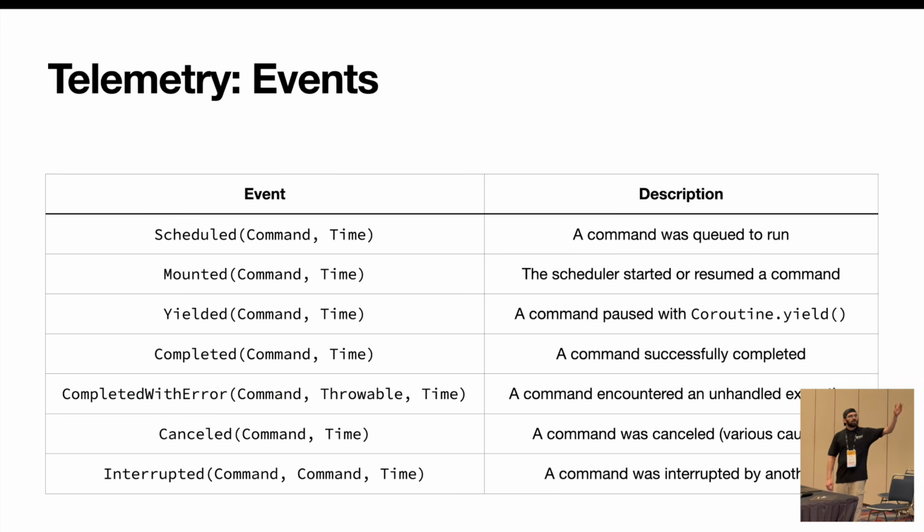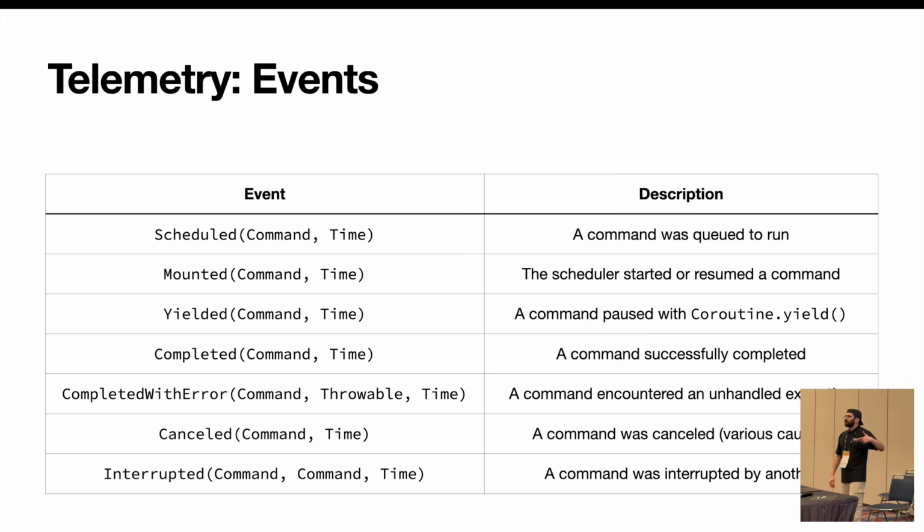This is a table of all of the current event types that we support right now. There's scheduled, mounted, yielded, completed. Those are all the basic life cycle events of a command in the scheduler. There's also completed with error. That's if you run into a runtime error that gets raised while your command is executing, and an event gets issued for that. You can handle it, but you can't swallow the exception. The exception will bubble up and stop your program, unless you're also wrapping the scheduler run call in a try-catch block. But if you're doing that, then you should probably fix your code.